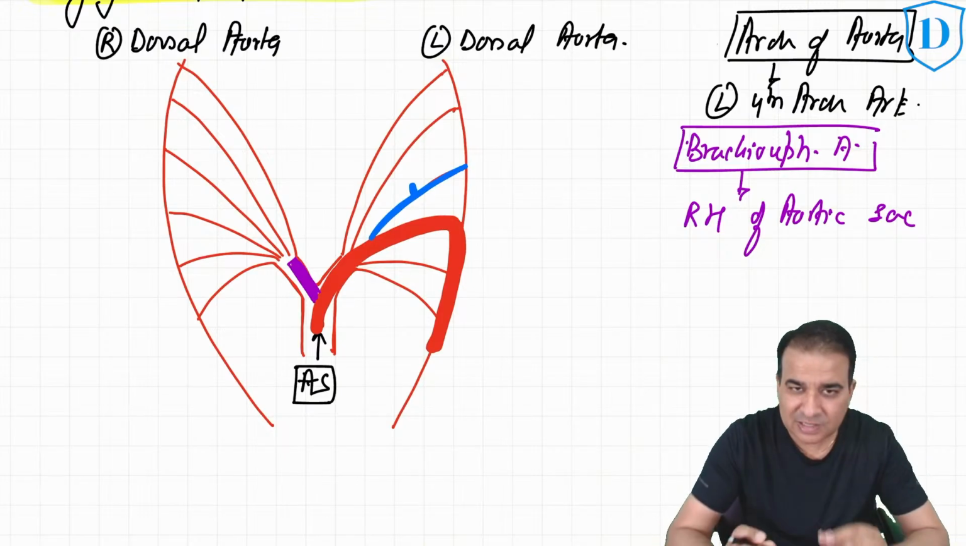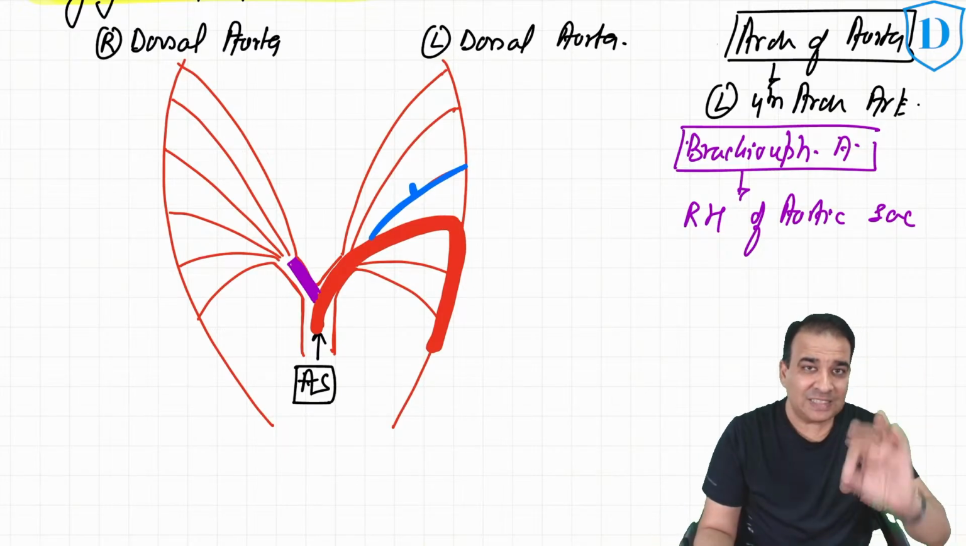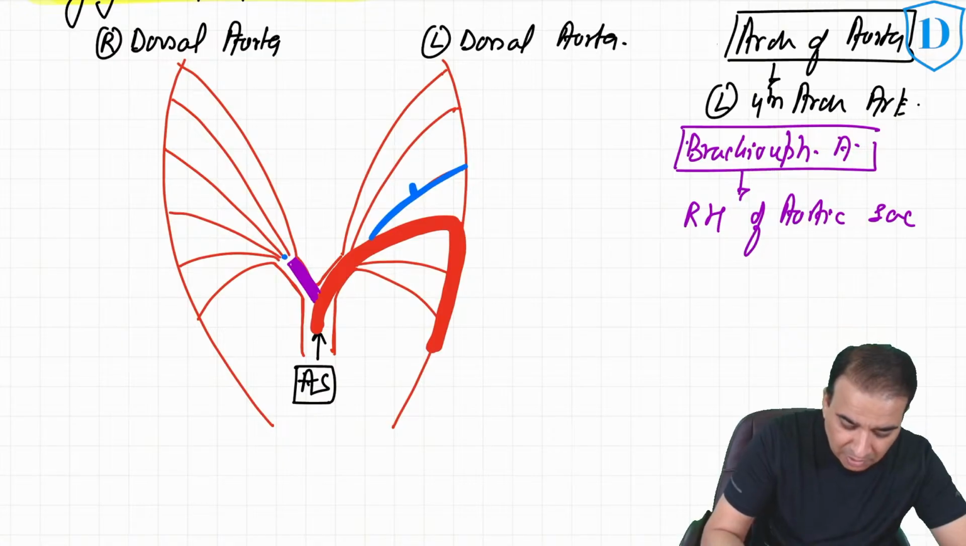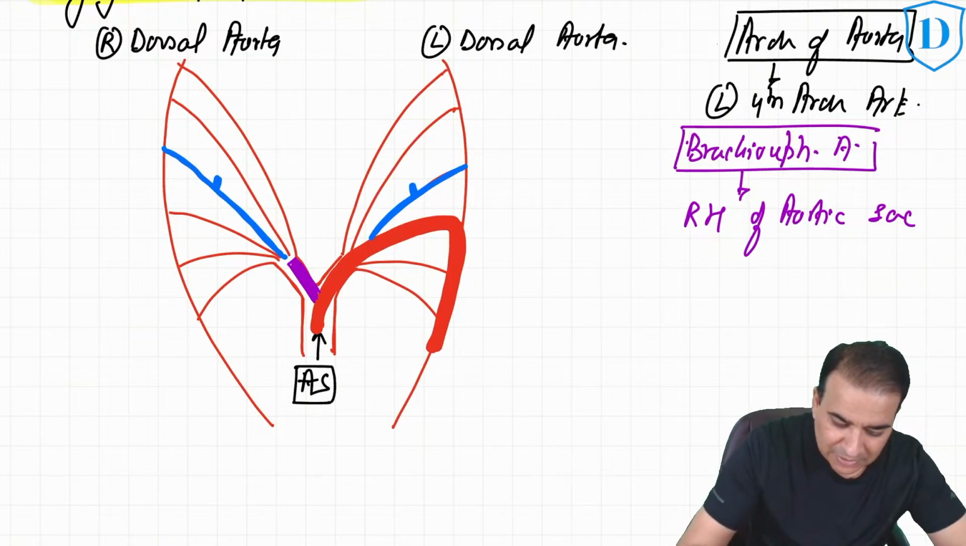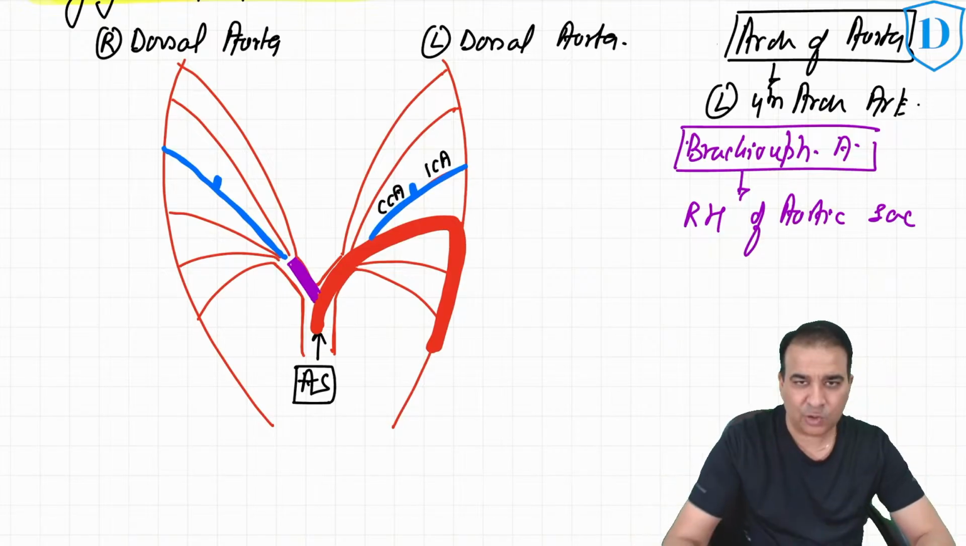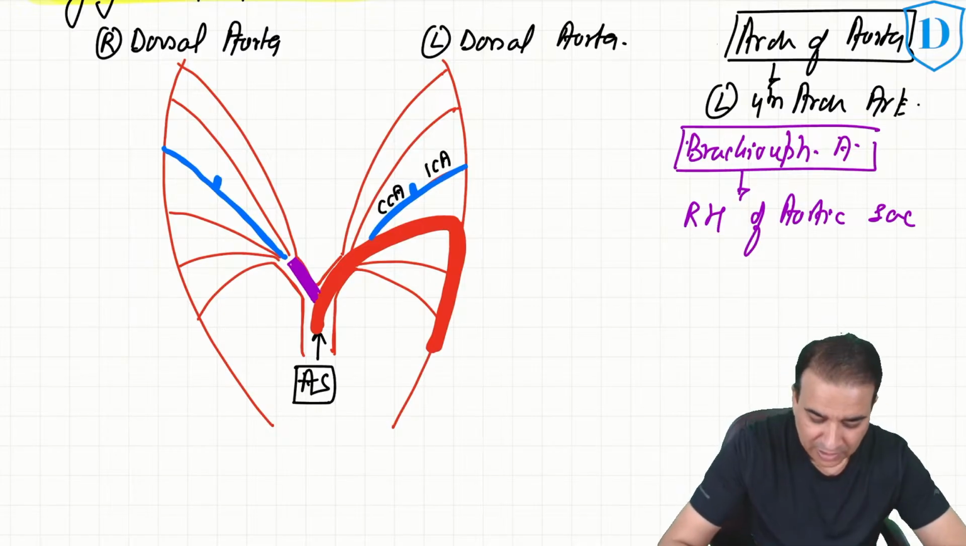External carotid artery will just come out as a bud only. And you have the same story on the right side also. This time it is coming from the brachiocephalic. But I can say the third arch artery will give rise to the common carotid and internal carotid. Basically, the proximal part of this artery will give rise to the common carotid artery, and the distal part will give rise to the internal carotid. And this bud is for the external carotid. That's a bud for the EC.